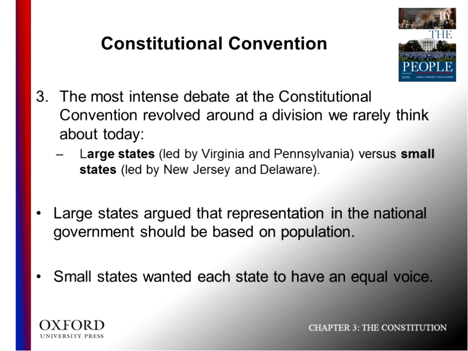The third theme is that around a division that we no longer think about, and that was large states versus small states. Now, the large states weren't large in terms of size, they were large in terms of population, like Virginia and Pennsylvania. The small states had a small population, like New Jersey and Delaware. So when we're talking about representation and how much representation each state should have, large states arguably said, well, representation in the national government should be based on population. Makes sense. We have more people, we should have more say.